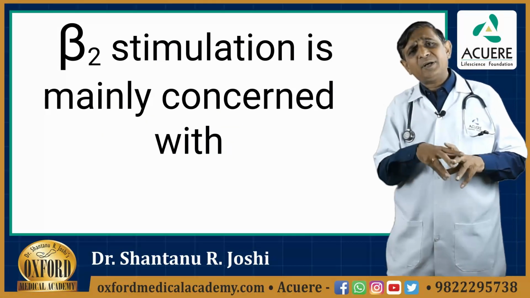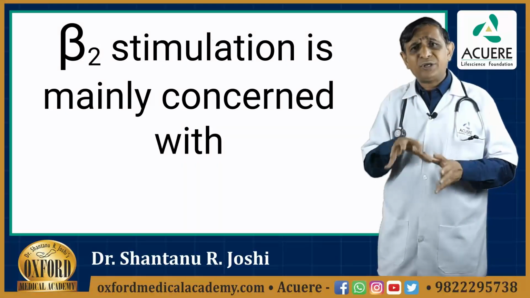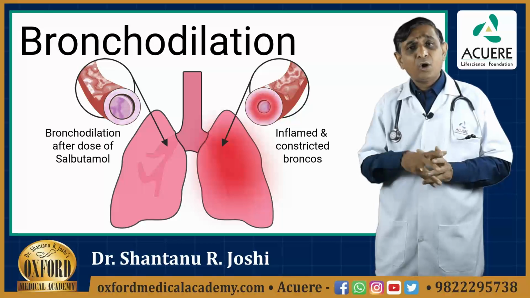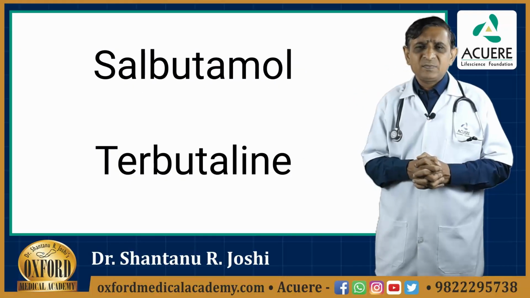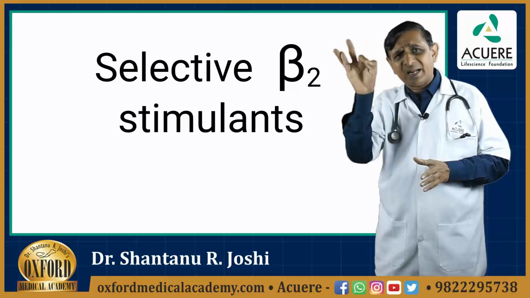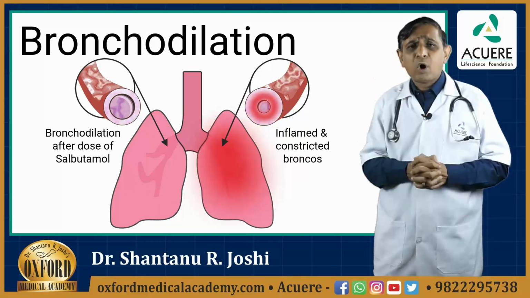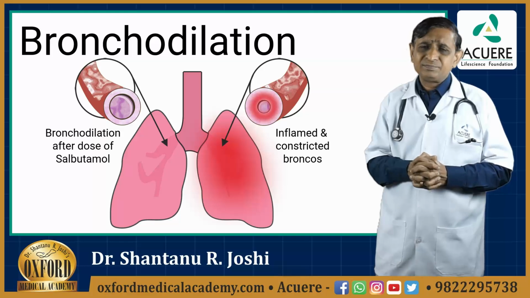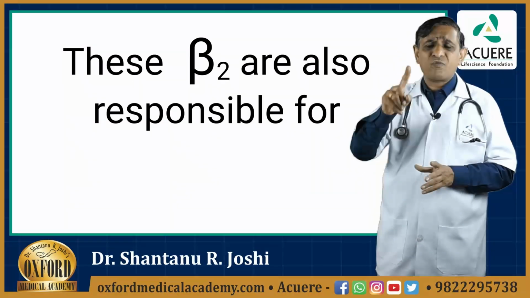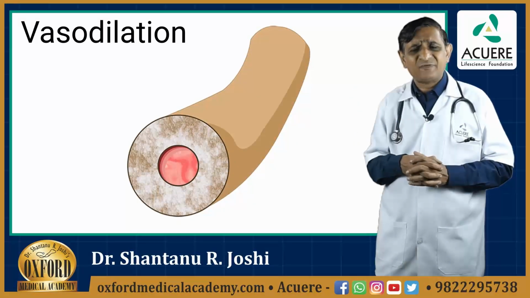Now, dear student, we will talk about beta 2. Beta 2 stimulation is mainly concerned with bronchodilation. All of you know salbutamol. Salbutamol, terbutaline are selective beta 2 stimulants. They bring about bronchodilation. These beta 2 are also responsible for vasodilation. They bring about the dilation of the peripheral vessels.